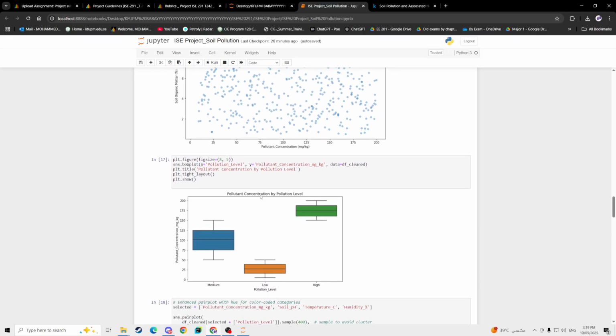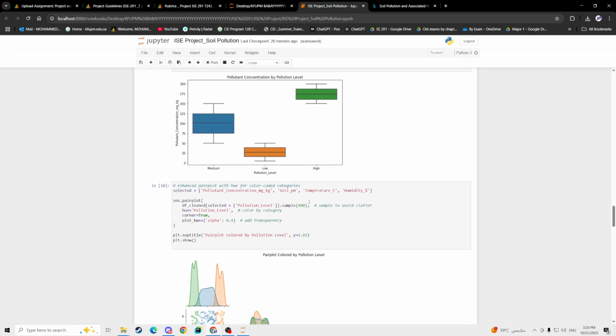Moving on, the box plot present is the pollutant concentration by pollution level, which categorizes the pollution level, like we've seen before, into low, medium, and high. Low being the lowest in the pollutant concentration, medium being somewhere in the middle, and high having the highest amount.